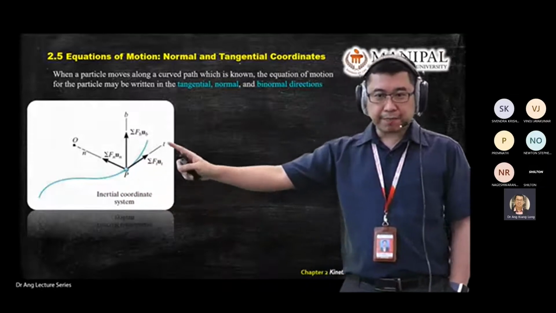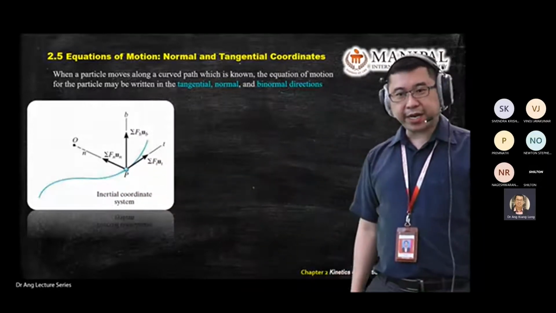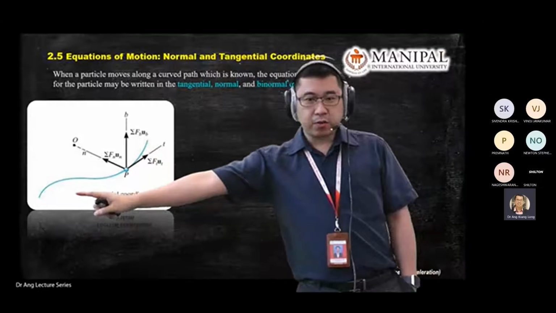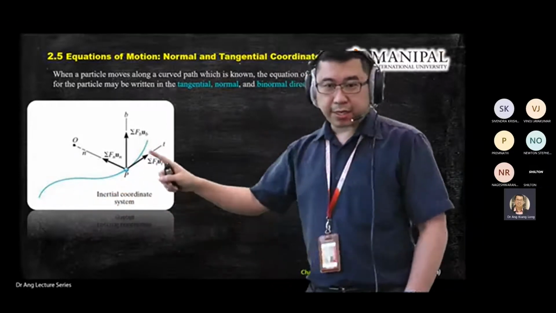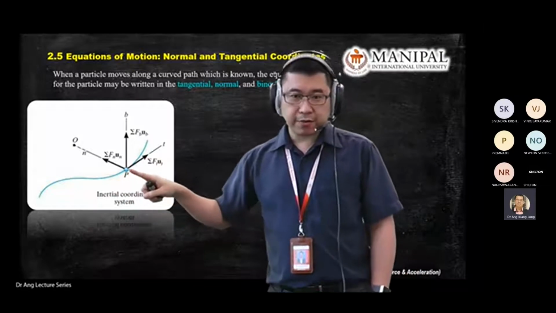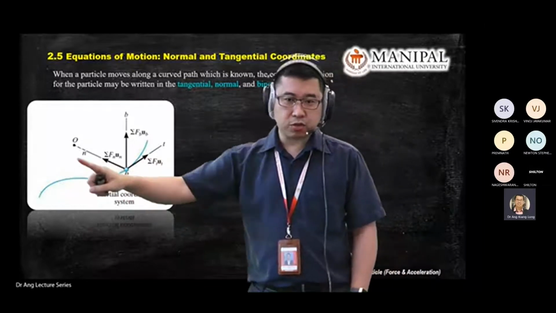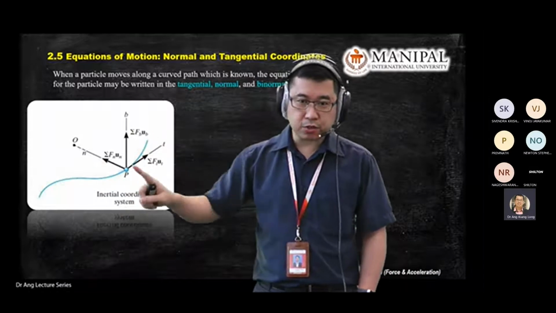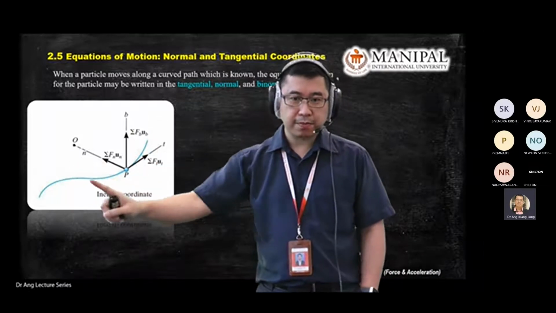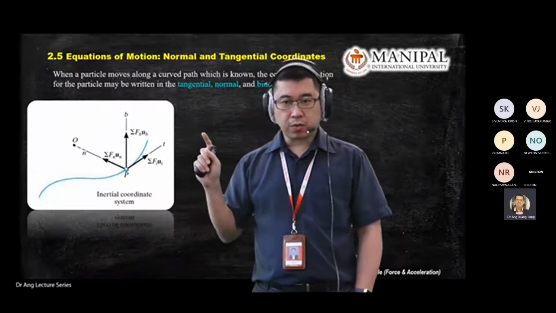So recall something that you learned in chapter 1 again, that when an object moves in a curved movement, the direction of the normal is towards the center of the curve, like when you imagine you're drawing a circle. All right.